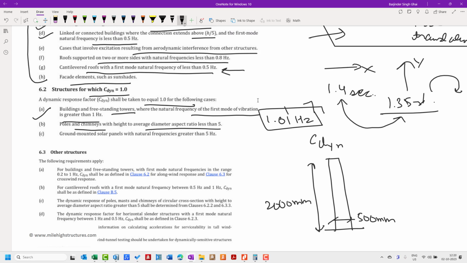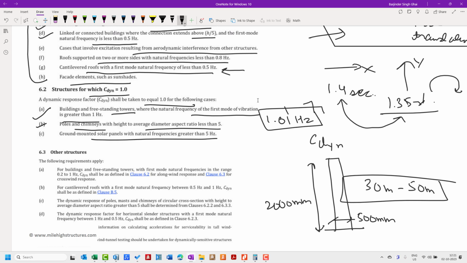So usually for a 500 mm diameter chimney, we are talking about a height which is approximately 30 meters to, we can say, 50 meters also. So obviously for that particular case, the aspect ratio becomes huge. And after that, the ground mounted solar panels with natural frequency greater than 5 hertz. Now this is somewhat challenging because it is very difficult to predict the ground mounted solar panels' natural frequency, especially when we are dealing with arrays of solar panels.